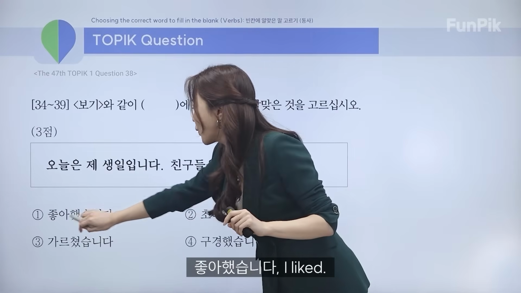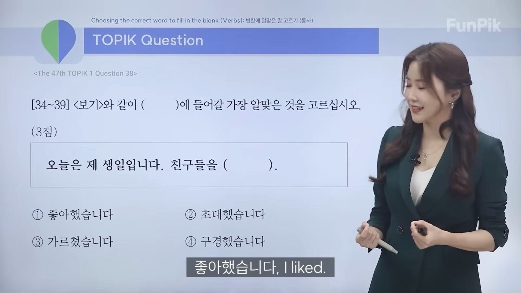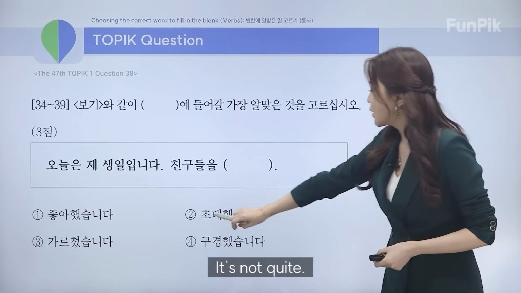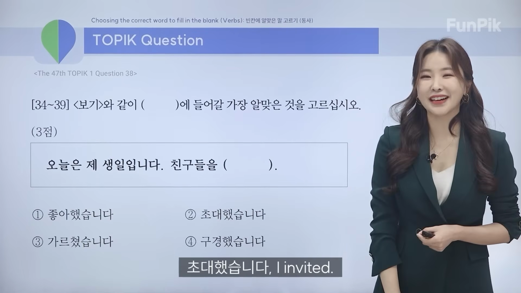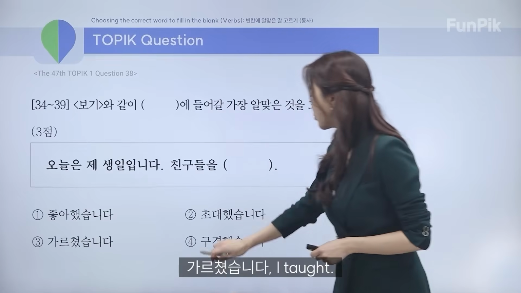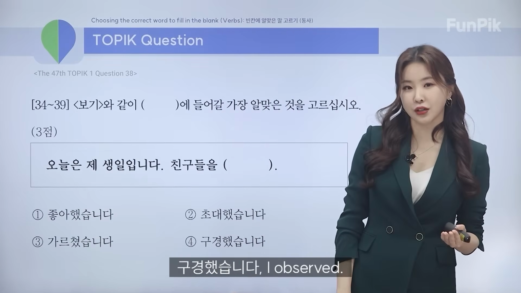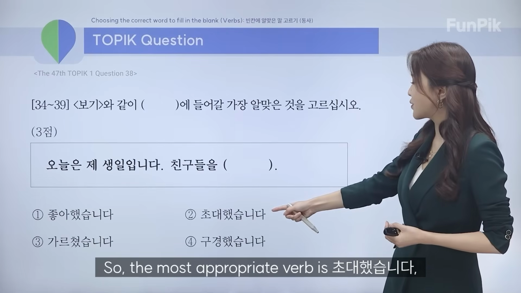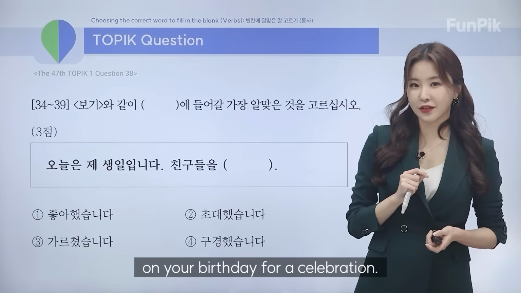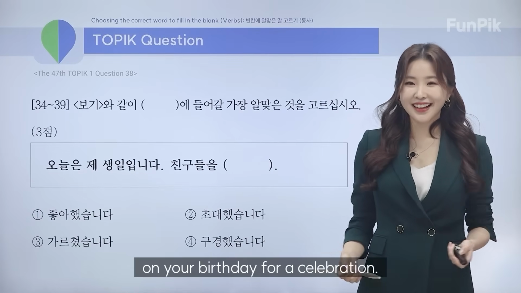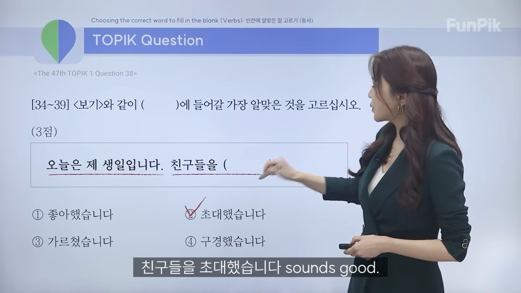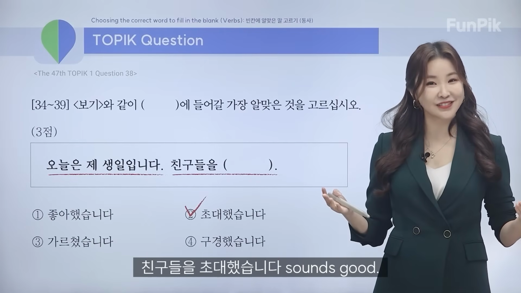Let's continue. 좋아했습니다. I liked. I liked my friends because it was my birthday? Not quite. 초대했습니다. I invited. Sounds good. 가르쳤습니다. I taught. 구경했습니다. I observed. So the most appropriate one is 초대했습니다. Because you can invite your friends on your birthday for a celebration. Let's check that it sounds okay. Put it into the blank. 친구들을 초대했습니다. Sounds good.